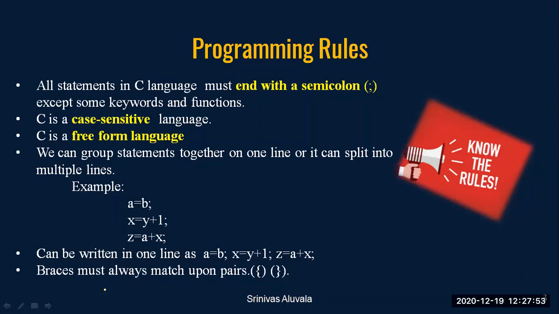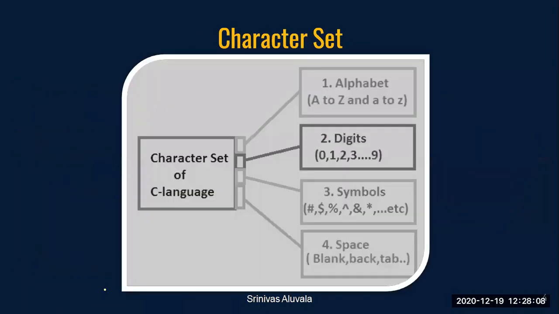And braces must always match in pairs, and this also we are supposed to see immediately after this session, how the braces need to be matched, why it is case sensitive, what happens without a semicolon, how we can group the statements in a C program, and what character set a C program consists of. If you look at what all we can use in writing a C program, that we call the character set of C.